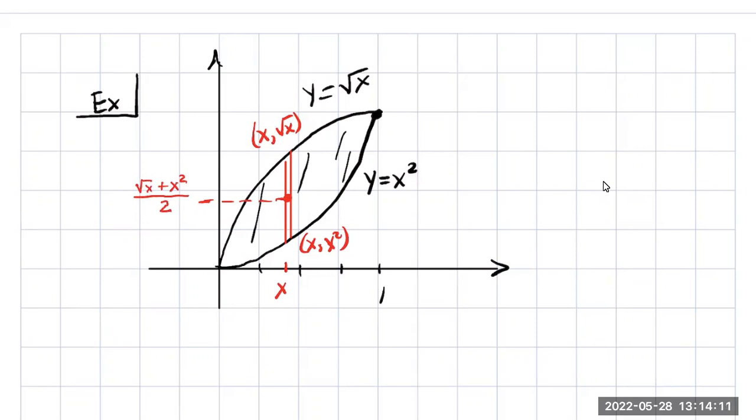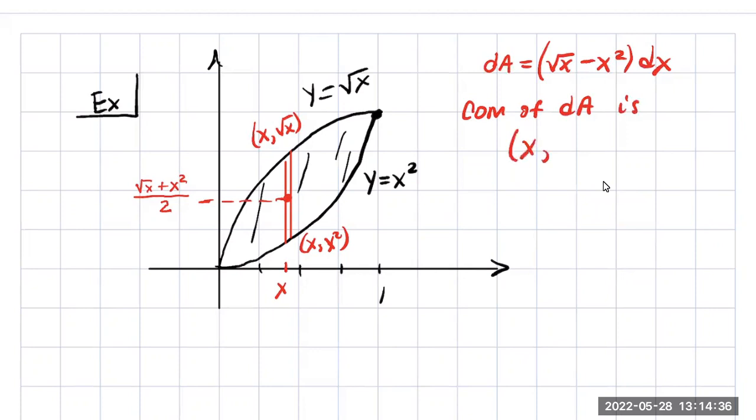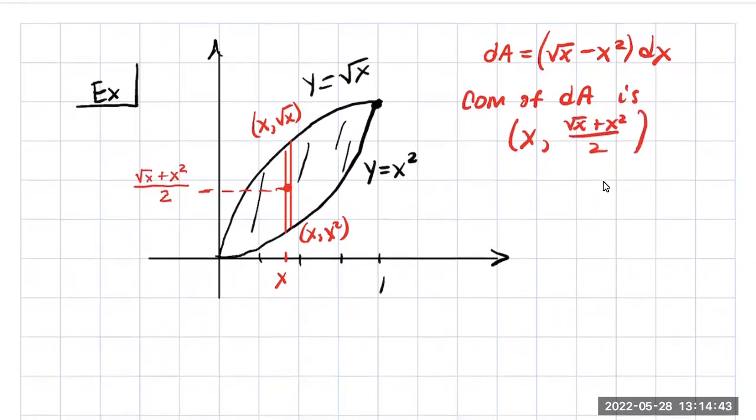So let's make some remarks up here. The differential element of area, our rectangle, has the following area. It's the length of the rectangle times the width of the rectangle. The center of mass of our differential rectangle is x, square root of x plus x squared over 2. Okay, we're going to need that for our integrals, all right? All right, let's get the integral.